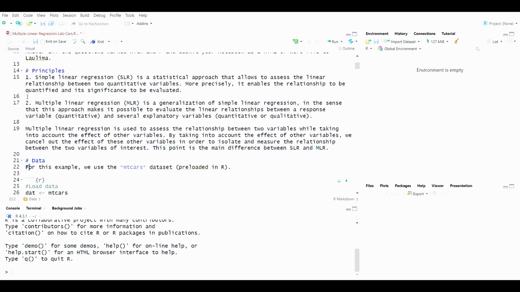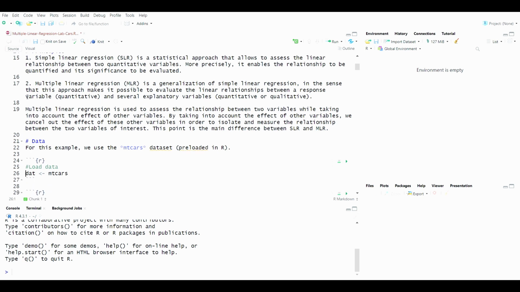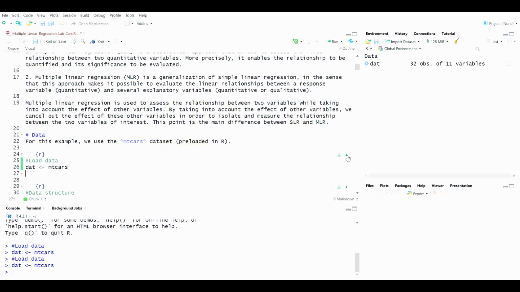Data. For this example, we use the mtcars dataset, which is preloaded in R. This avoids problems with loading our own data. So to load the data, simply run this chunk, either by having your cursor on the line with the code and pressing either Control for a PC or Command for a Mac, Enter. Control Enter runs the code, or you can go to the upper right-hand corner of the chunk and press the green play button to run current chunk. Does the same thing, except run current chunk runs all the lines in the chunk, and having your cursor on the line, or if the line is highlighted and pressing Control Enter runs just that line.